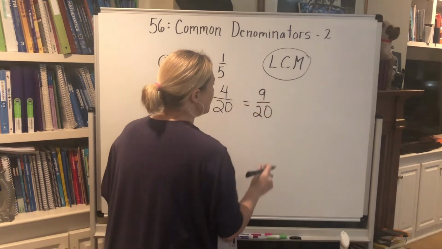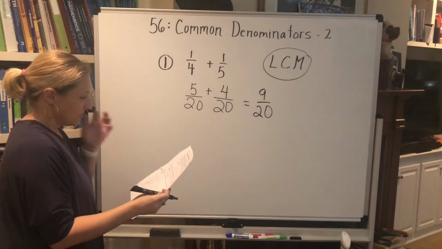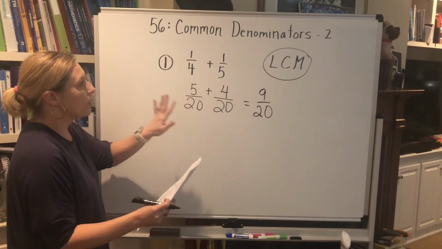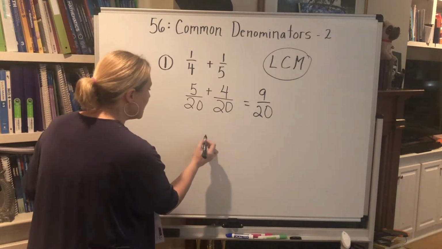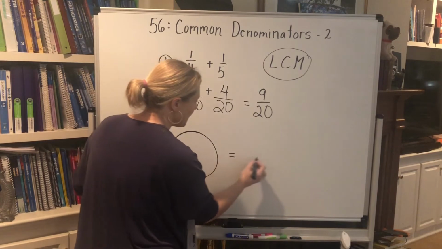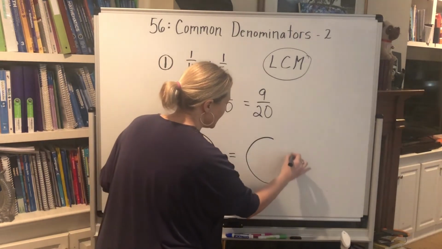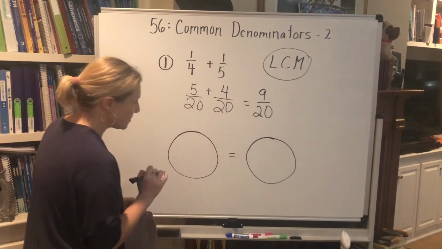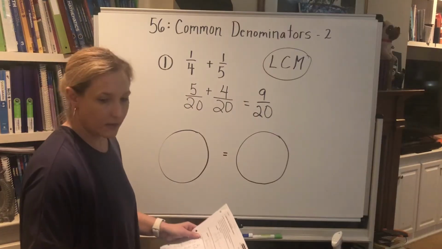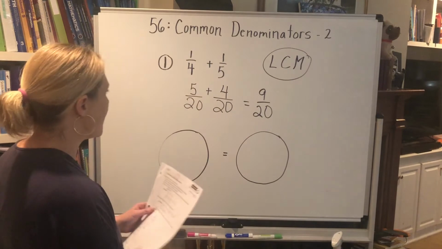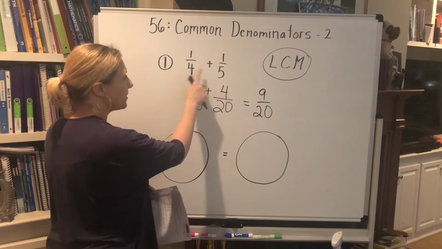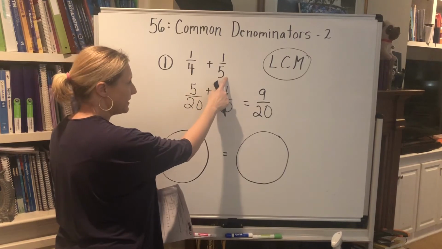Now, I want to show you this in a picture so that you will understand what we are doing every time we do this, okay? So I'm going to draw 2 circles for you. And you can draw these on your paper if you want to, or you can just watch me. Okay, so I have 2 circles. Are they about the same? Anyway, okay, let's look at what this will look like in a picture. Okay, so we have 1/4 plus 1/5.